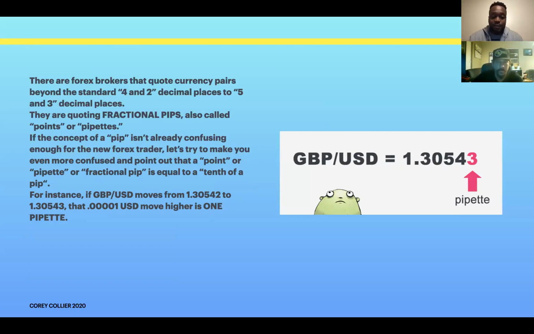So US 30, that point is 1/10 of a pip. And I believe I had mentioned that to you guys earlier, that it's not moving 200 pips, it's moving 200 points, smaller than a pip, right?